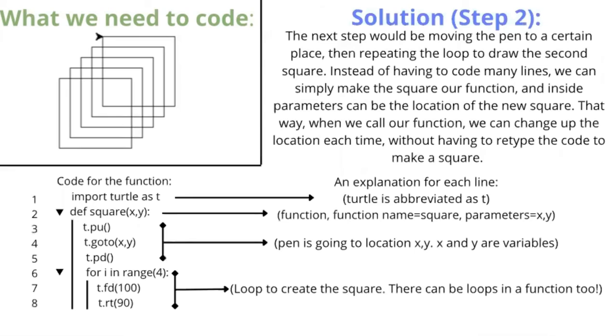Step 2. The next step would be to move the pen to a certain place and repeat the loop to draw a second square. We can make the square our function, and inside the parameters will be the location of the new square. Code for the function.